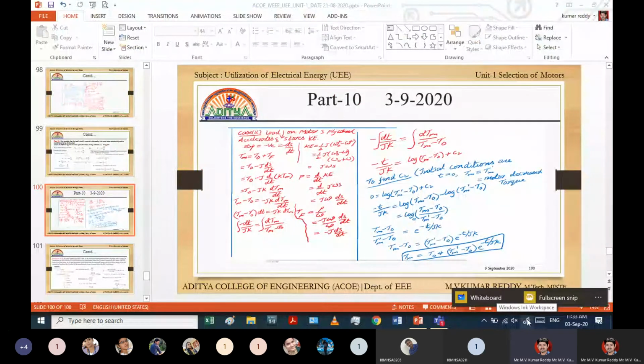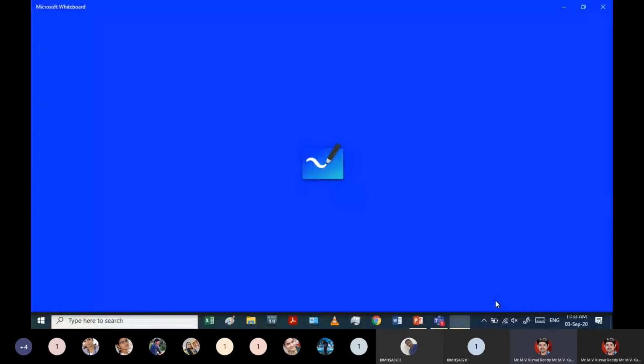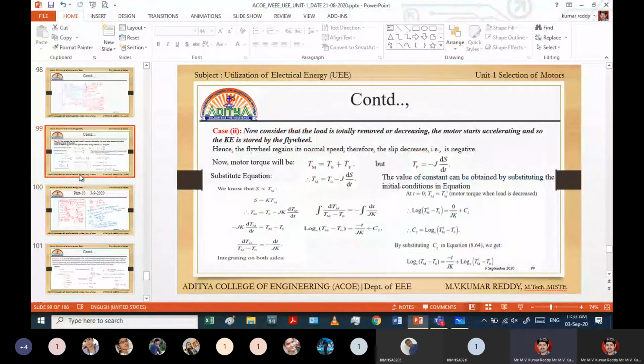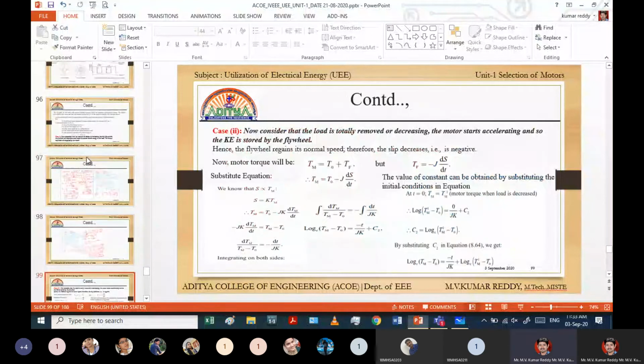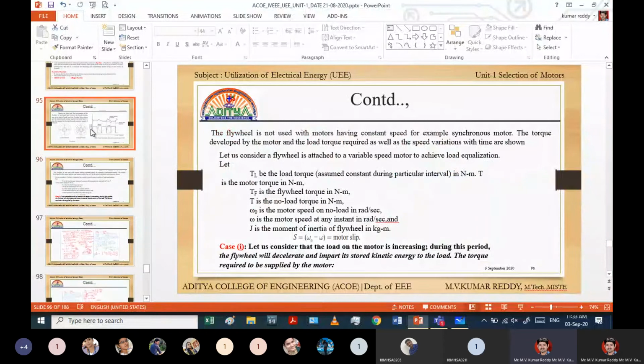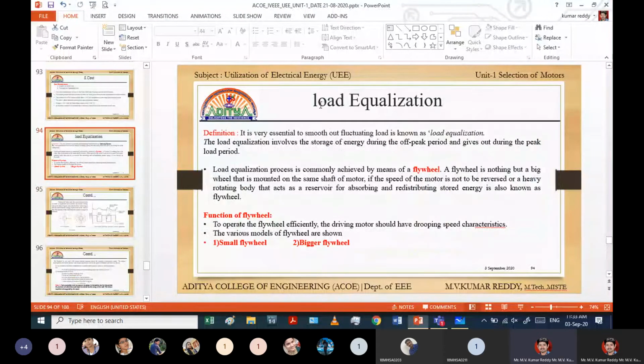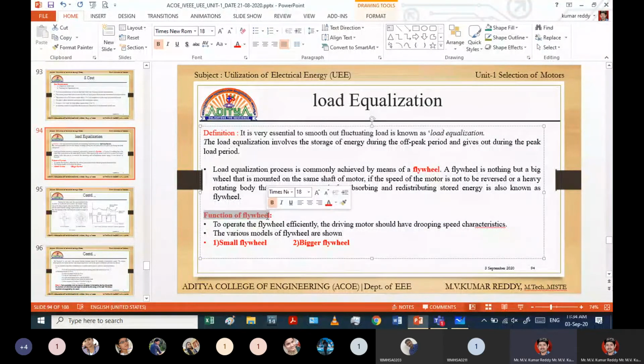Today's class is Unit 1, Part 10. Today's topic is flywheel condition 2. The topic is load equalization, and the function of a flywheel in load equalization.